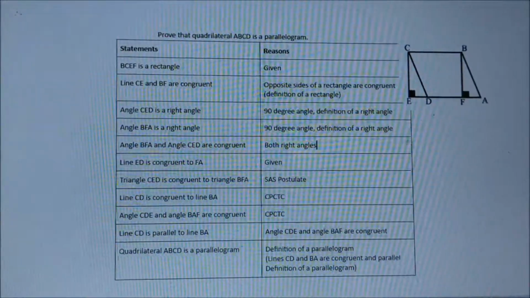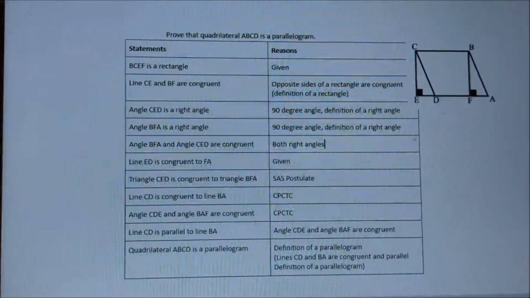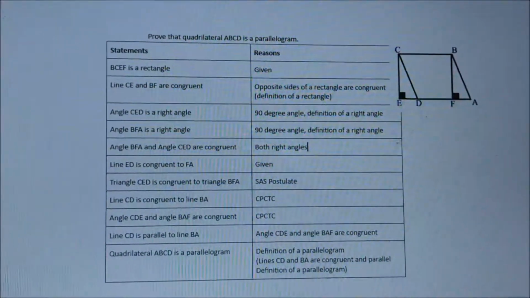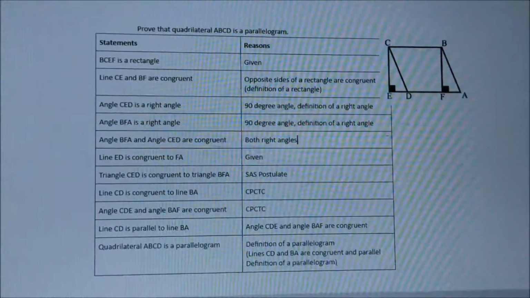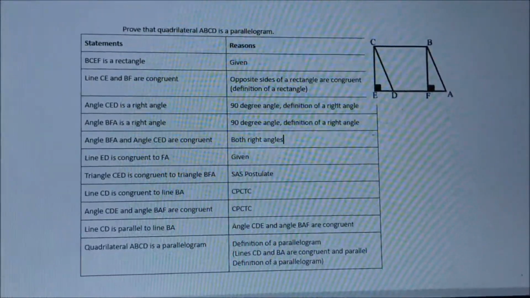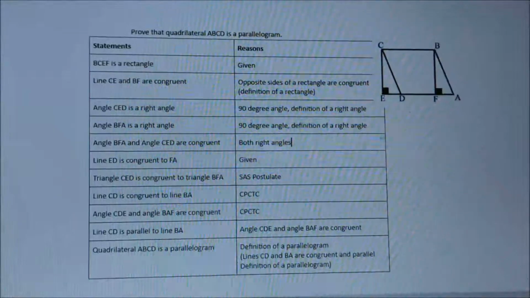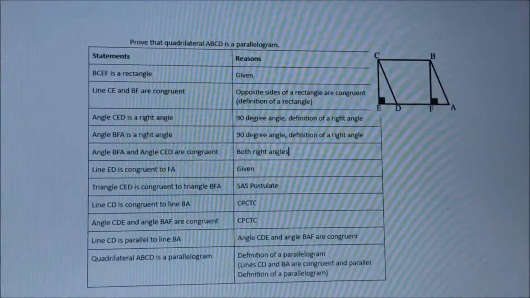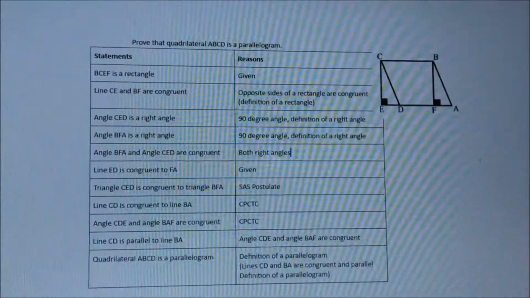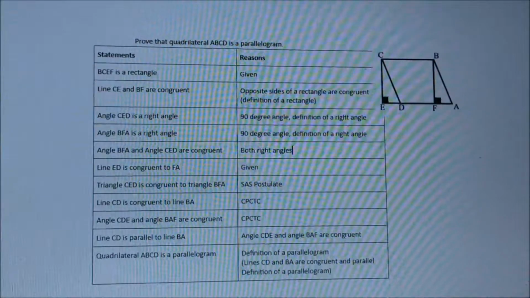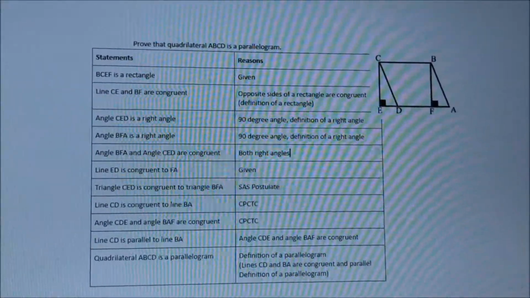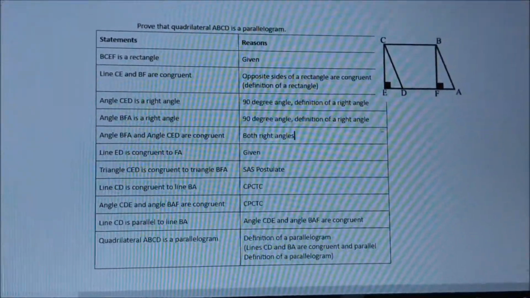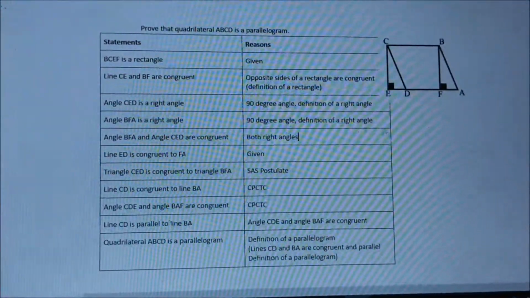And then angle BFA is a right angle because it is also 90 degrees, which is again the definition of a right angle. And because angle BFA and angle CED are both right angles, this means they are congruent. And then it's given to us that line ED is congruent to line FA. And this makes triangle CED congruent to triangle BFA by the side angle side postulate. And because of this, line CD is congruent to line BA because congruent parts of congruent triangles are congruent.